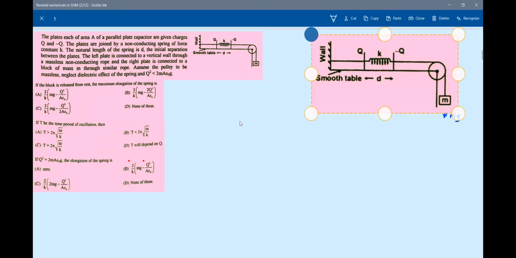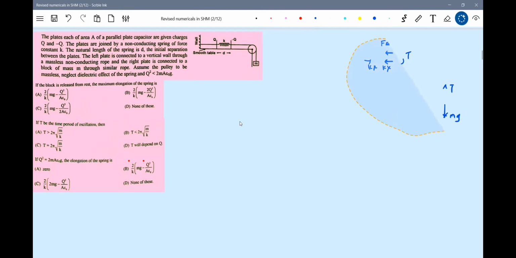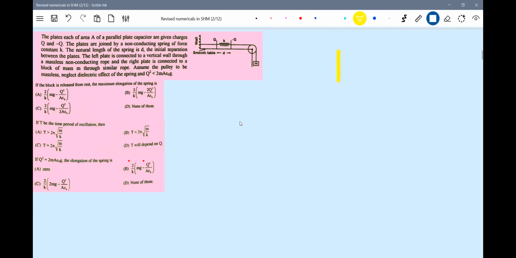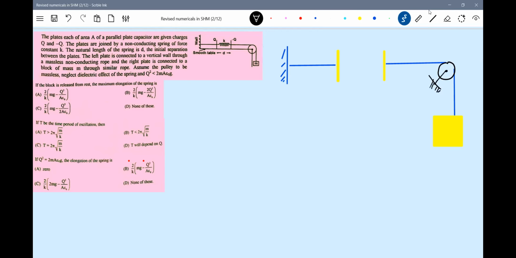Diagram. I'll bring a better diagram. This is the plates of the capacitor. There's a block. Some rough diagram. Let's get into this one.